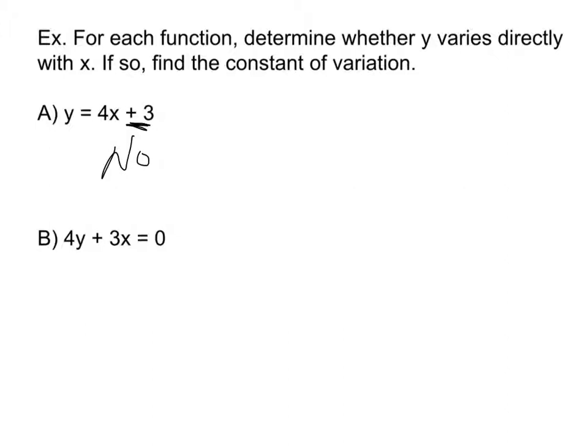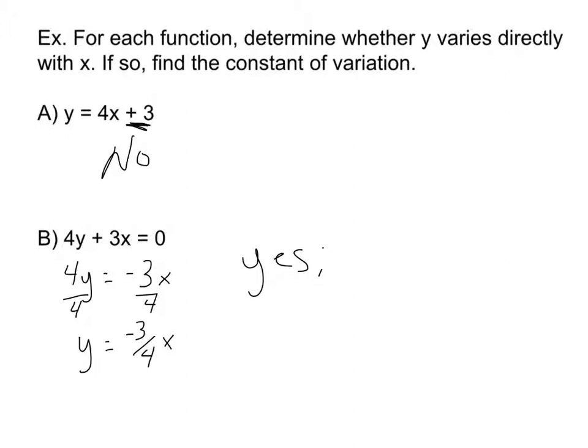And B, 4y plus 3x equals 0. Well, if we move the equation around, we get 4y equals negative 3x. We divide by 4, divide by 4, y equals negative 3 over 4x. Direct variation, so we can say yes, our constant is going to be negative 3/4.